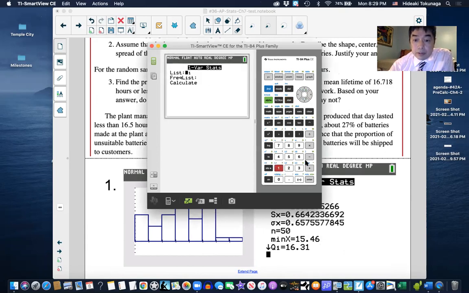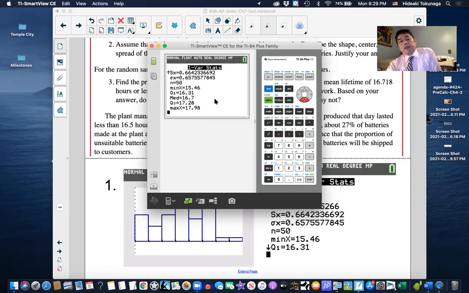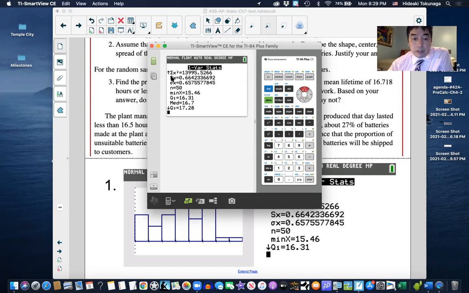Okay. Go here. The max is, I guess, 17.89. So that's the range. Okay, so for spread, maybe you can use the standard deviation, which is the sample standard deviation, so 0.664. Okay, so that is the description.